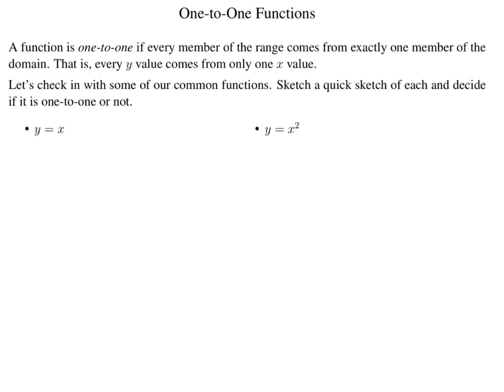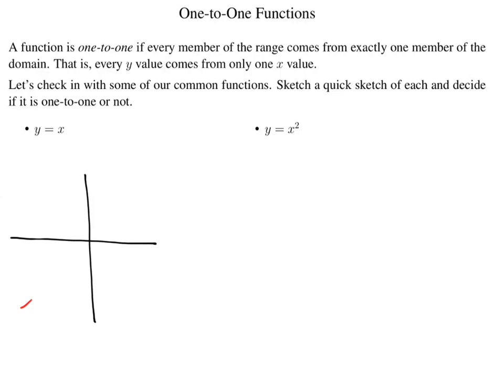We've got to talk about what it means to be one-to-one. One-to-one is if every member of the range, so every y value, comes from exactly one member of the domain, one x value. Later on, you're going to see that means a horizontal line test, just like a vertical line test for being a function. But first, let's graph one.